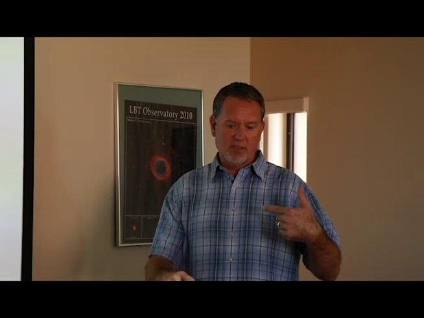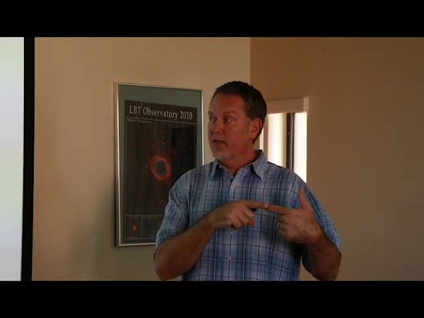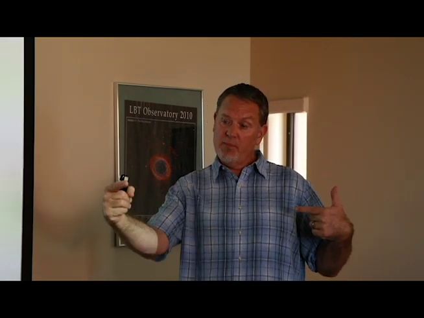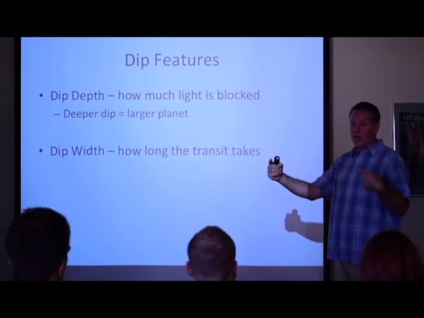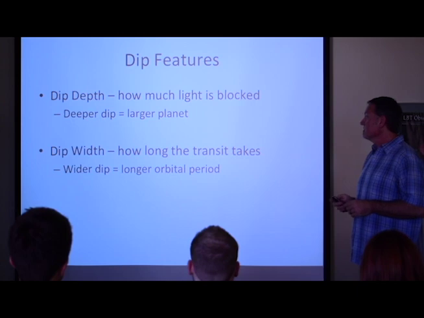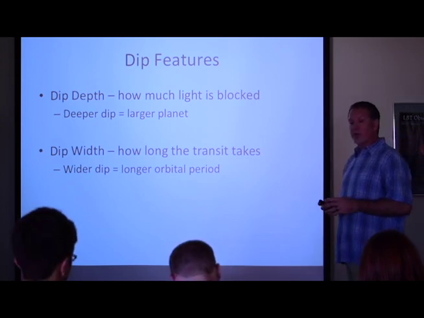The width of the dip, how long it takes for the star to first start becoming dimmer as a result of this eclipse of the planet until it comes all the way back up, that's the width of the dip. That can tell you how long it really takes the planet to go all the way around. If it takes a long time to make a dip, that planet's not moving very fast, which must mean it's a long ways away. So the width of the dip tells you some things about how long the orbital period of the planet must be.